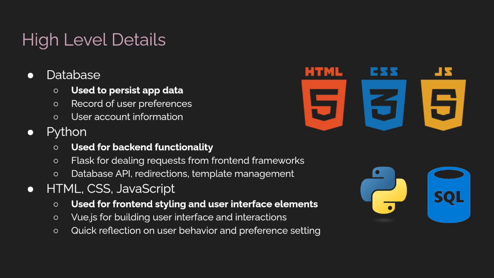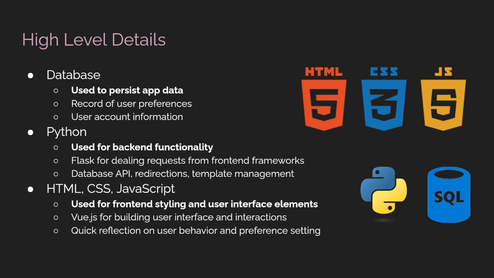So we briefly mentioned the languages we used before, but we can be more specific to convey the higher level details. We used SQL to store user data, and this includes their registration information, preferences, and saved recipes. Now, for the back end, we use Python, and specifically the Flask framework because of its web app functionality, and that portion of the code handles things such as database APIs, redirections, and front-end requests.